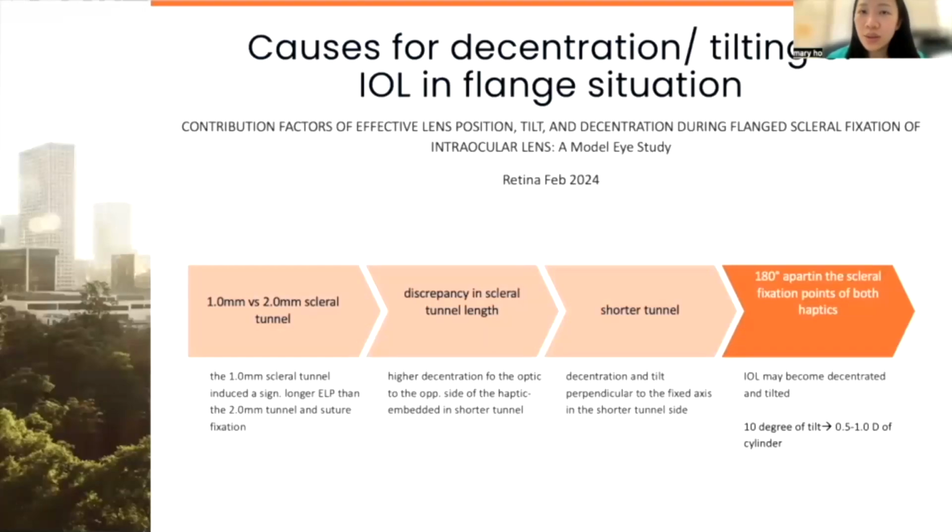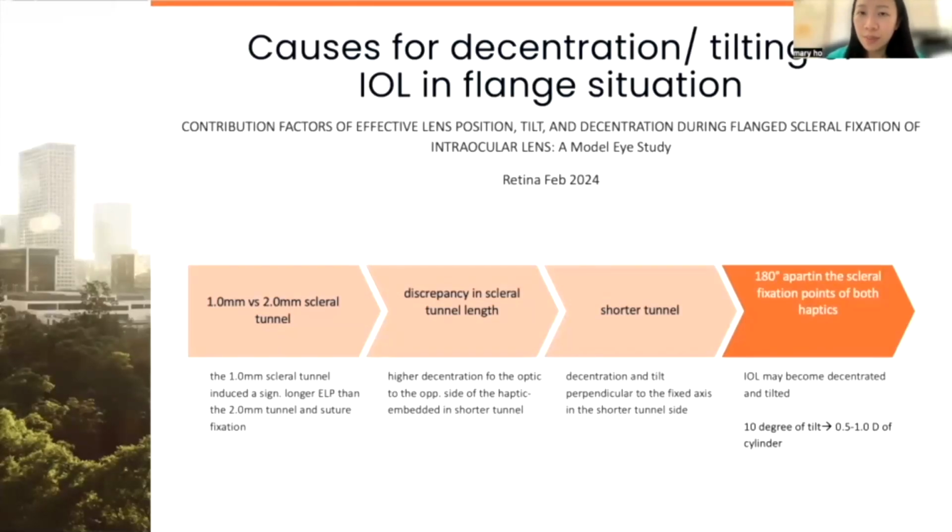So what are the causes for IOL decentration in flange techniques? This is a study published in Retina recently. First of all, we have to make sure that the anchor sites are 180 degrees apart, because if there is any tilting, that would cause a significant increase in the cylinder. For example, 10-degree tilting would cause at least 0.5 or 1 diopter increase in the cylinder.